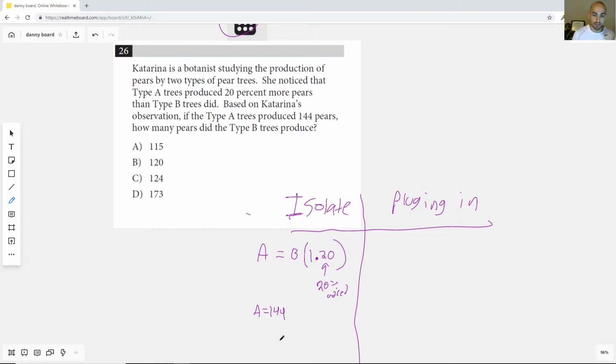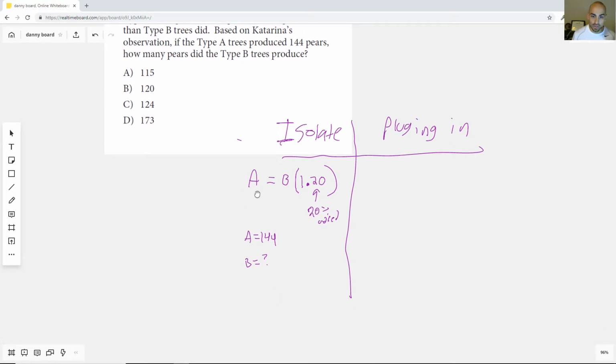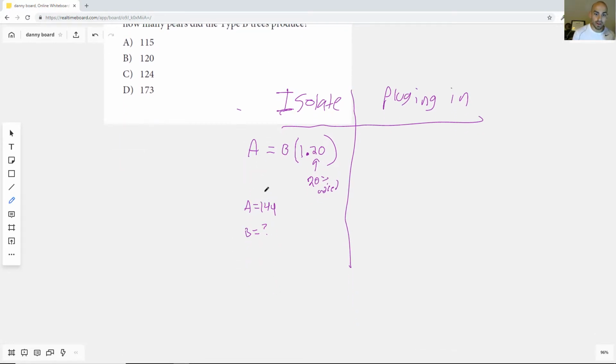All right. And then we later on read that A produced 144 pears. They want to know if that's the situation, what does B equal in this case? Well, now we originally created our equation, and now we have a value to plug in for A. Let's just rewrite it and isolate. 144 equals B times 1.20. The way I would get B by itself is dividing both sides by 1.20.